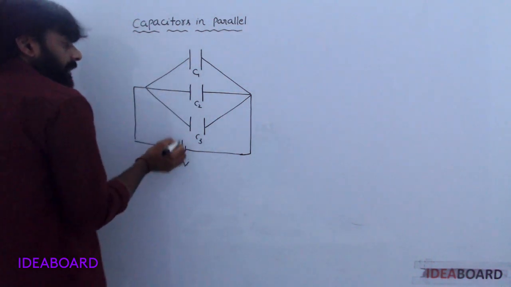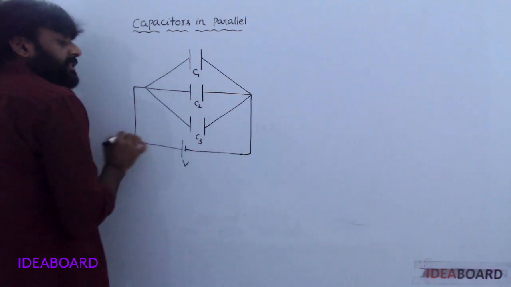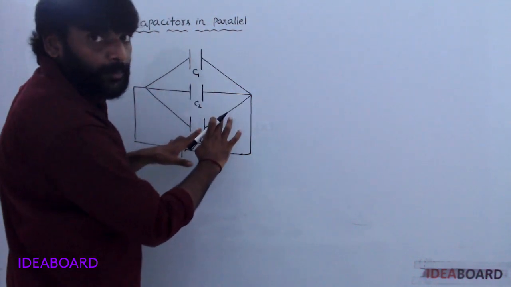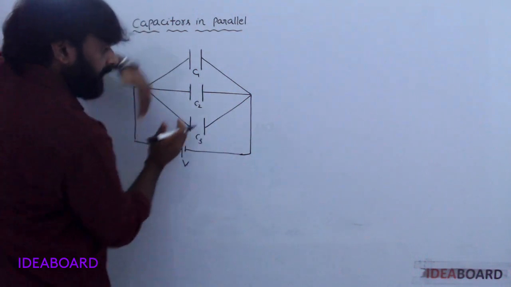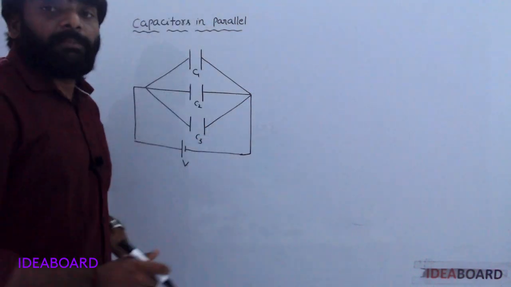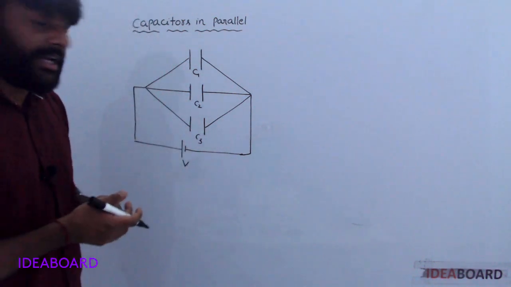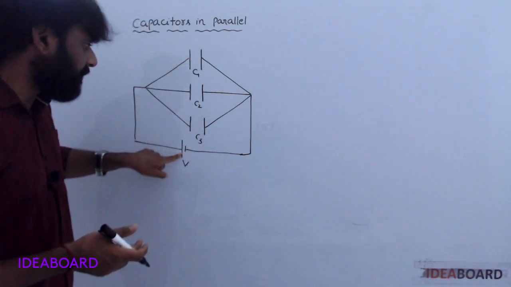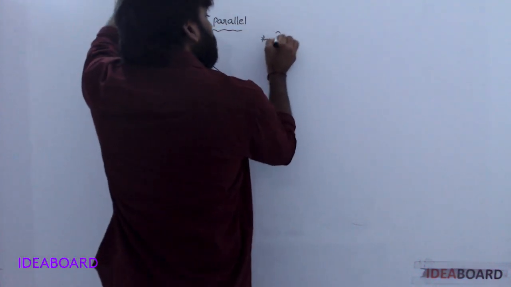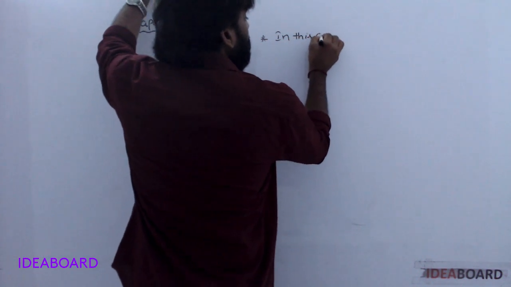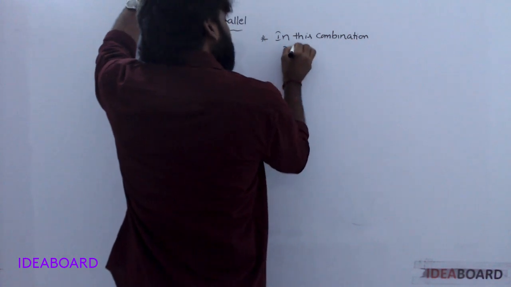Now here see, these are positive plates. These are negative plates. Understood? In capacitors, all positive plates are connected to the battery positive terminal. All negative plates are connected to the battery negative terminal. Understood? Okay. So in this combination, which one is constant? See, all are at the same potential. On this side, all are at the same potential. So in this combination, potential is constant.